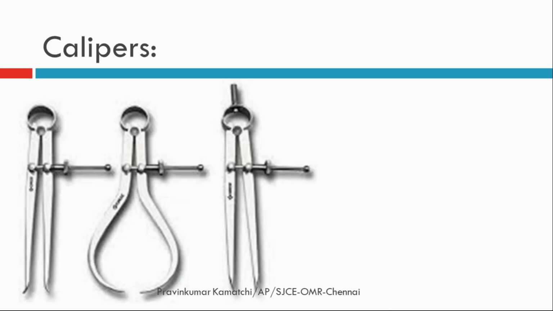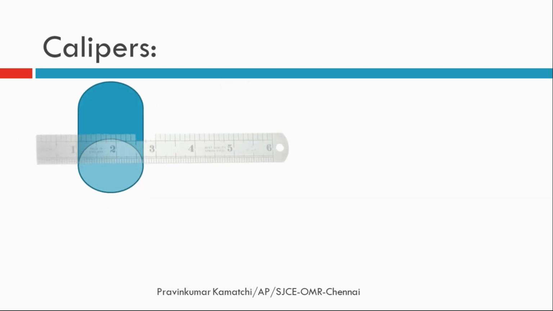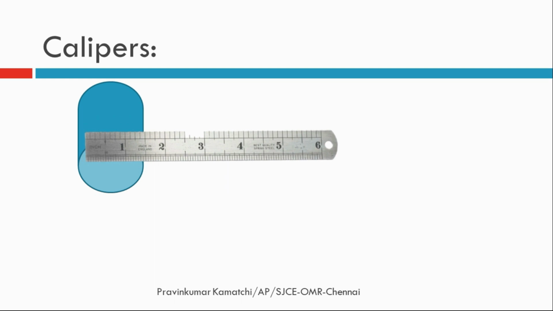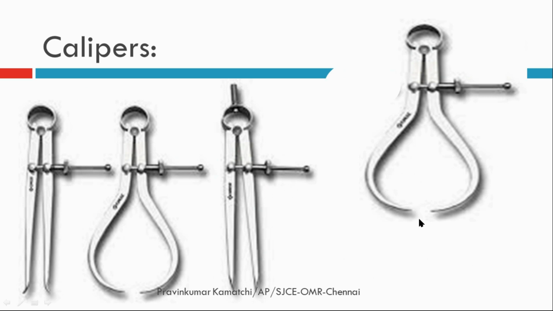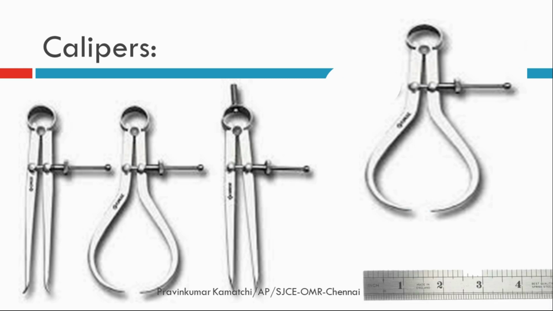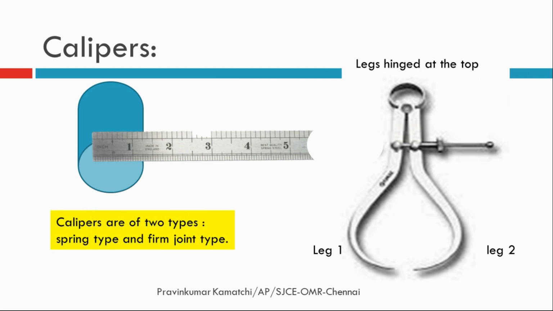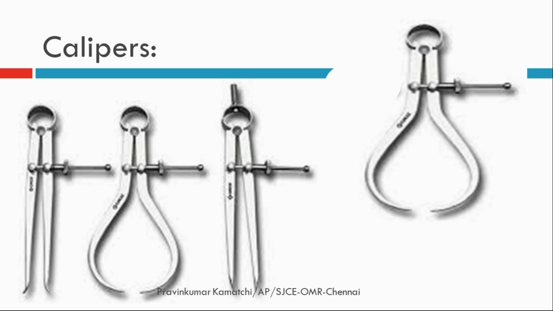Next one is calipers. Calipers are used for measurement of parts which cannot be measured directly with the help of a scale. For example, the steel rule cannot be positioned diametrically across the job with the required degree of accuracy. Thus, these types of calipers are used as accessories to scales. Generally, calipers consist of two legs which are hinged at the top. The ends of the leg span are used for inspection. This span is maintained and transferred to the scale.